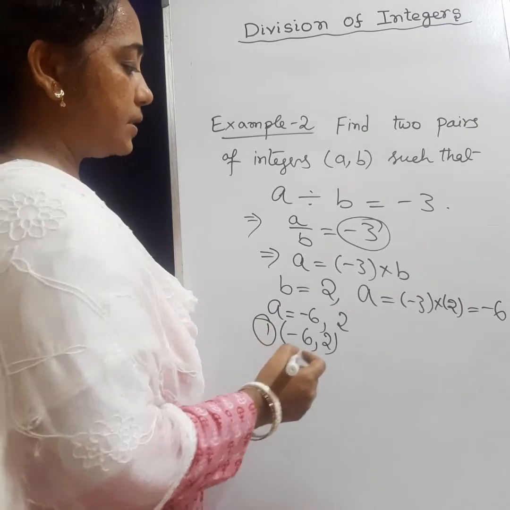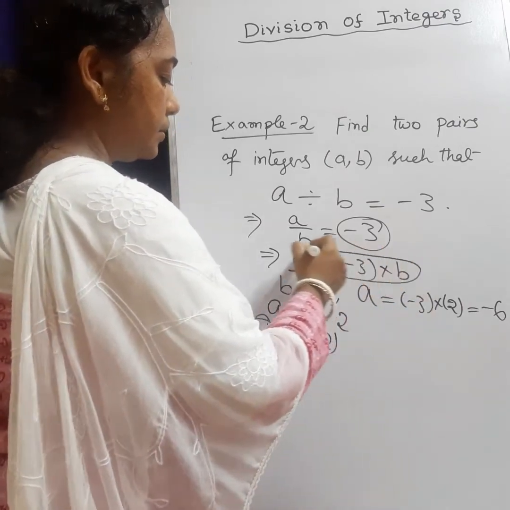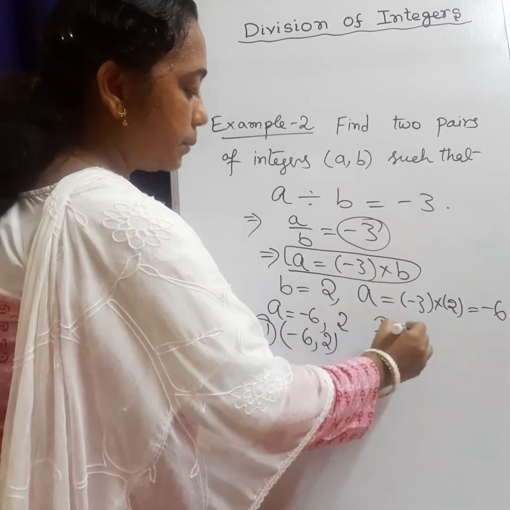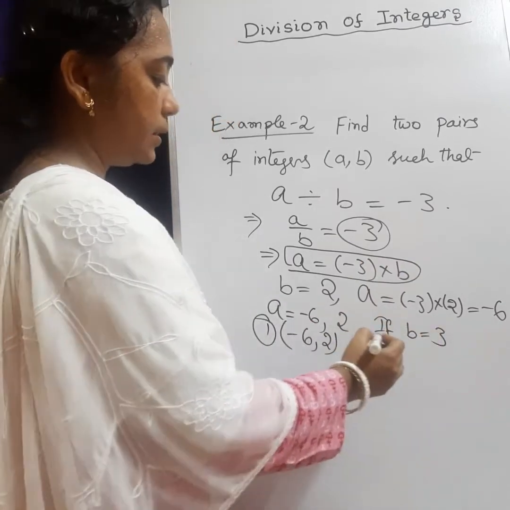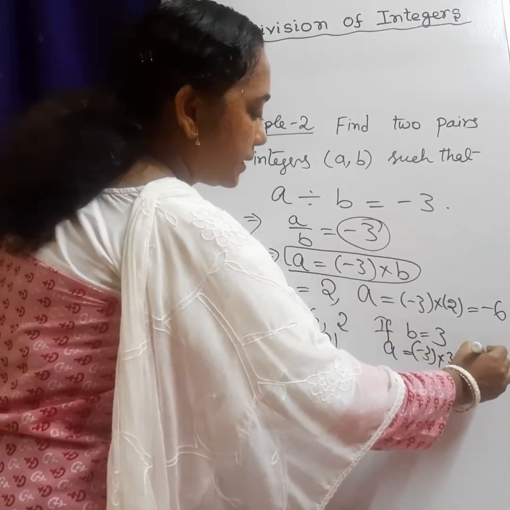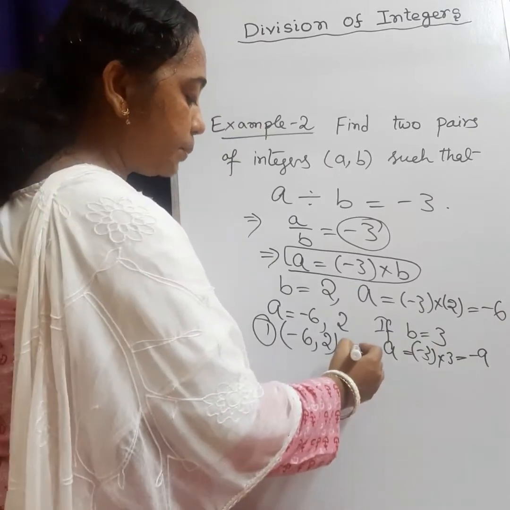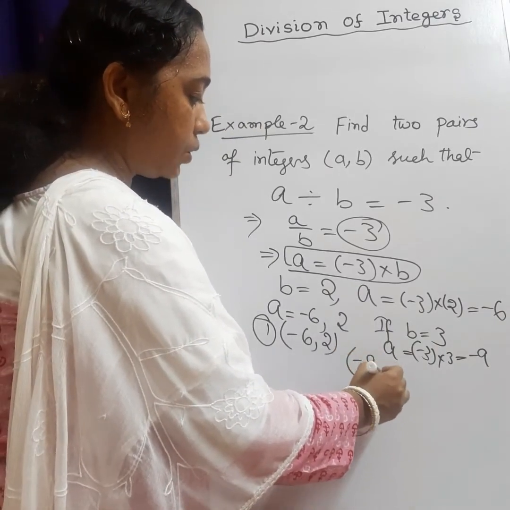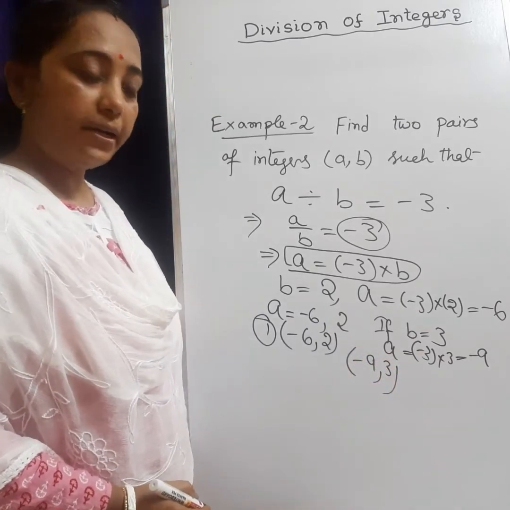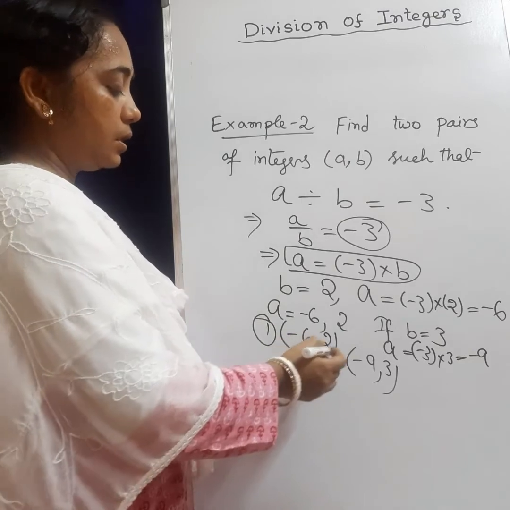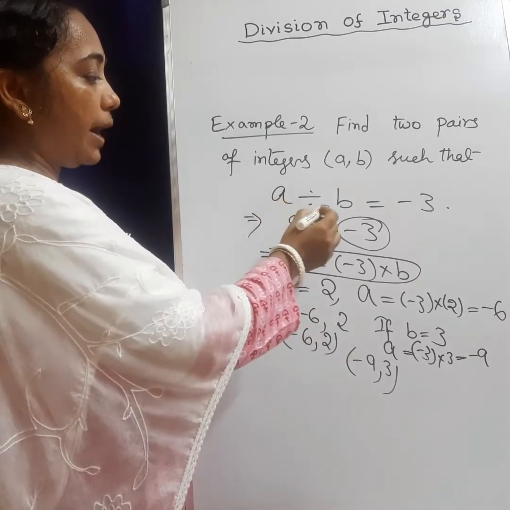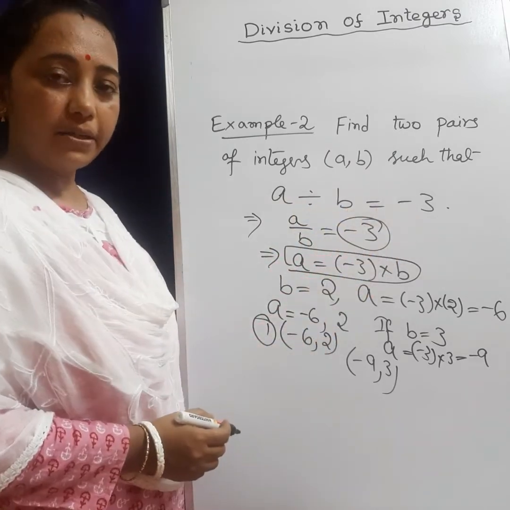Next, if we consider again in this equation, if we put b is equal to, suppose, 3. So if we put b is equal to 3, then what will happen? Then a will be equal to -3 multiplied by 3. That becomes -9. So another pair of integers we get -9, 3. So if we divide them, we get the quotient as -3. So in this way, we can find many pairs of integers. When we divide them, we get the quotient as -3.